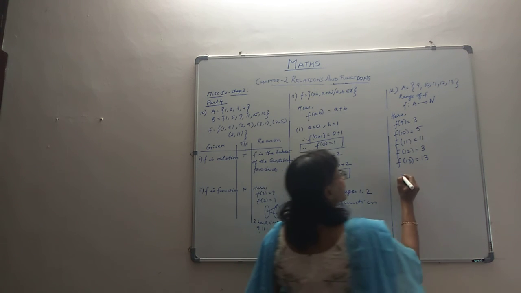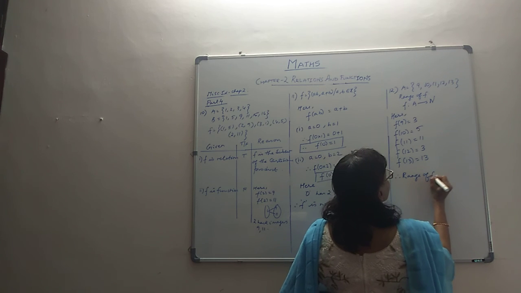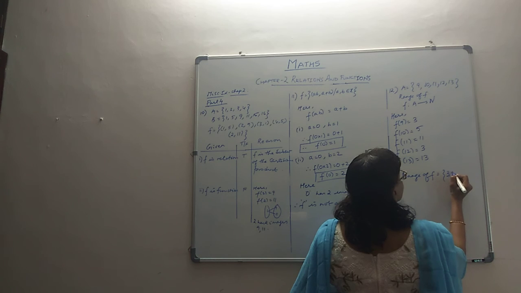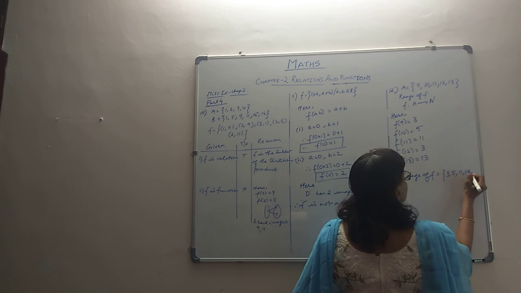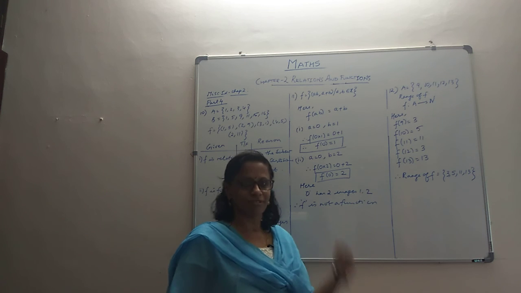So therefore they ask us what is the range. Range of f will be 3, 5, 11, 3 is repeating, and we have learned a set is always well defined where we don't repeat things. So it is 3, 5, 11 and 13. That is the range of the function.